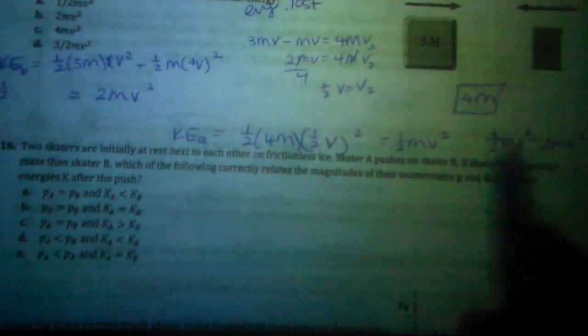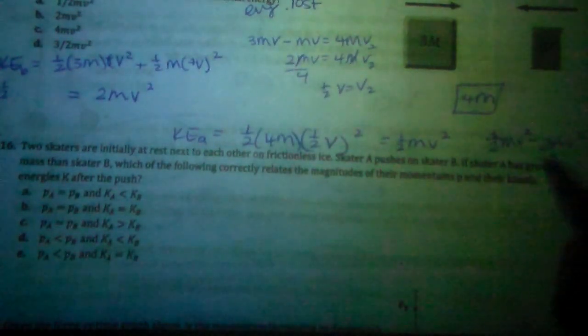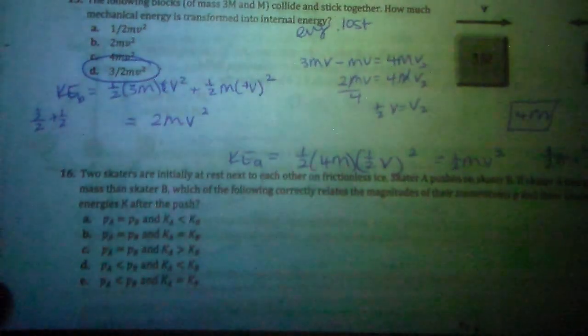And if I have 2 and I ended with 1/2 mv squared, then I lost the difference between them. So I always do final minus initial, but then people are like, man, that should be a negative. The change is negative, but I just asked how much was transformed. So the amount that was transformed is the 3/2. So I get a change of negative mv squared, but the change just means it was lost.